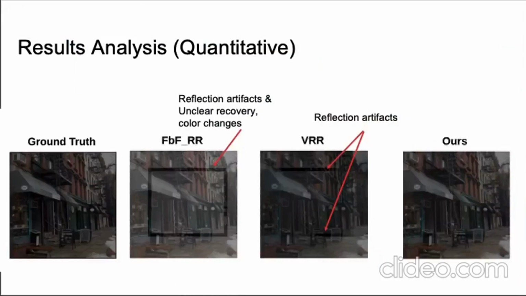For quantitative analysis, we need access to the ground truth decompositions. For example, here we generated a synthetic video, and we took snapshots of results of other methods and ours, and we found that ours had the best separation out of all of them. For example, using frame-by-frame reflection removal, we can still see reflection artifacts and unclear recovery and color changes in the separated background. Using the VRR method, we also still see some reflection artifacts. However, our method showed much higher separation and complete recovery of the background layer.